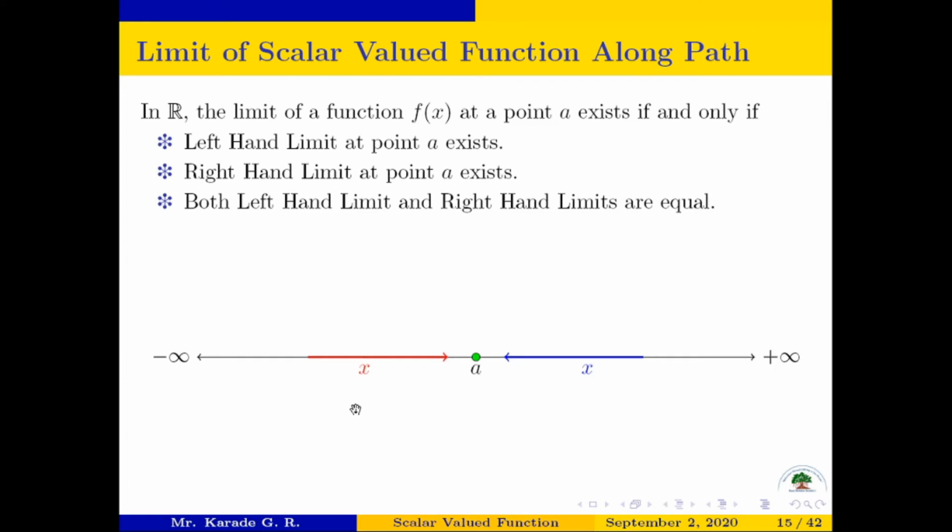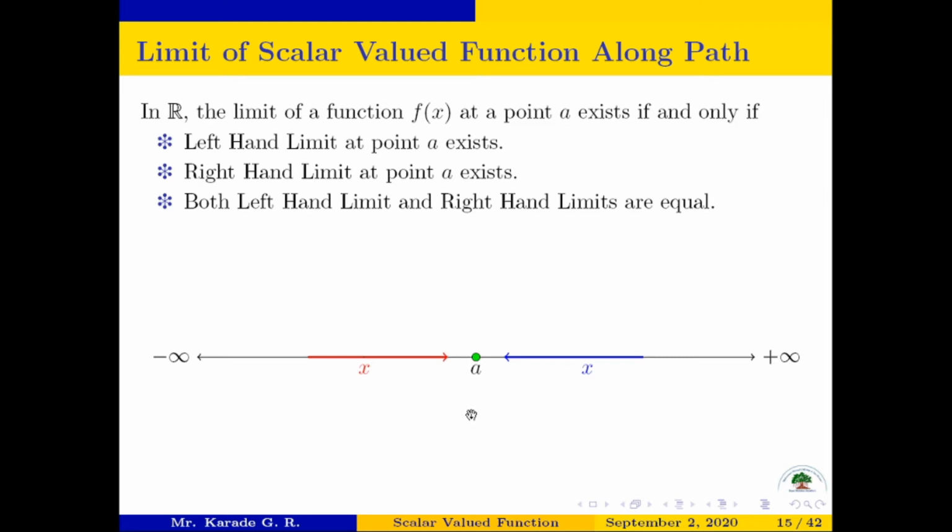In both cases, when x approaches towards a from the left hand side of a, and when x approaches towards a from the right hand side of a, the limit must exist and both limits must be equal, meaning the left hand limit and right hand limit must be equal. Then and only then we say that the limit of that function at point a exists. That is the very important thing.